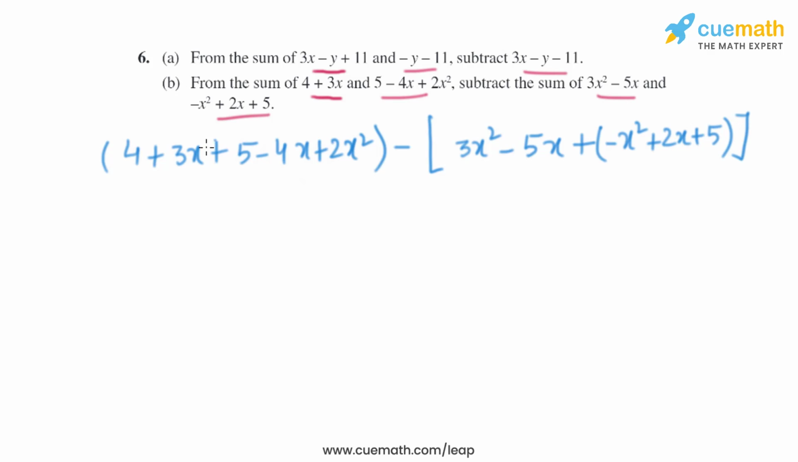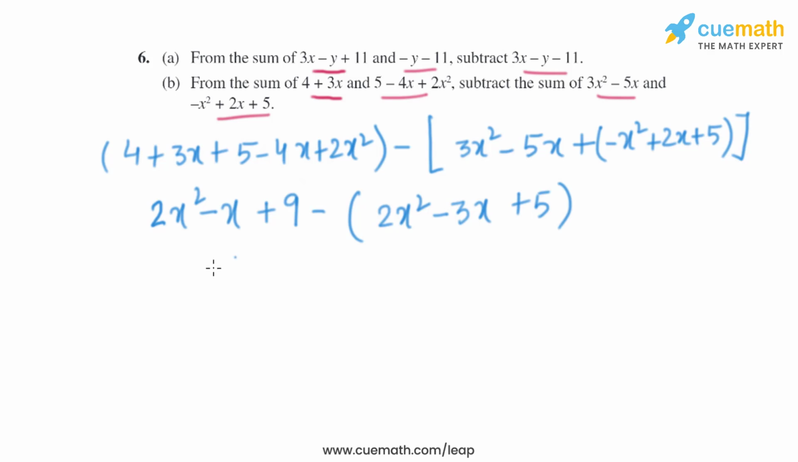Now we will add the like terms, so it will become 2x square, and minus 4x plus 3x will give us minus x, and 4 plus 5 will give us 9. And these will become 3x square and minus x square will give us 2x square, minus 5x and plus 2x will give us minus 3x and plus 5.